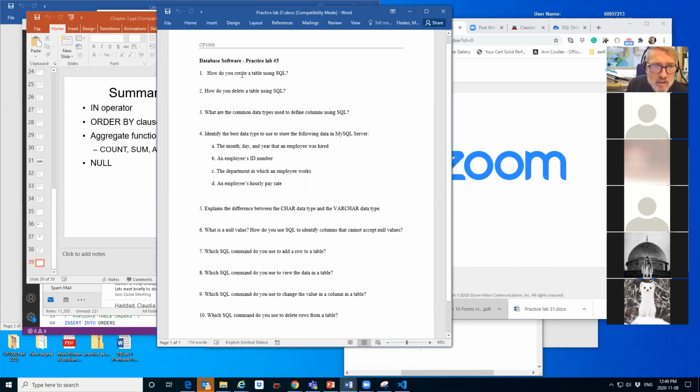So for example, how do we do this one here, create a table in SQL? You just use a create table command. How do we delete a table? Drop table. What are the common data types? Well, you need to probably do a bit of a Google on that.